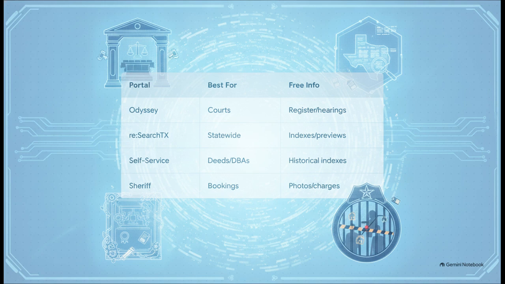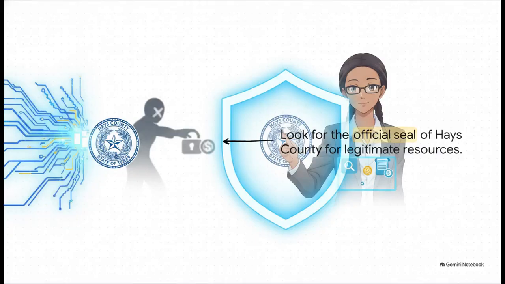For things like property deeds and business names, you'll head over to the county clerk's self-service web. And if you're specifically looking for recent jail bookings and charges, you'll go straight to the official sheriff's inmate search. And this brilliantly illustrates a vital rule of thumb as you navigate these portals. Always look for the official seal of Hayes County, Texas. This seal is your visual verification that you are actually on a legitimate, government-backed portal where the index searches are truly free, rather than some commercial site that's just trying to charge you for public data.